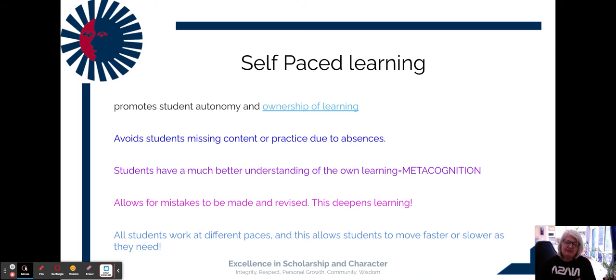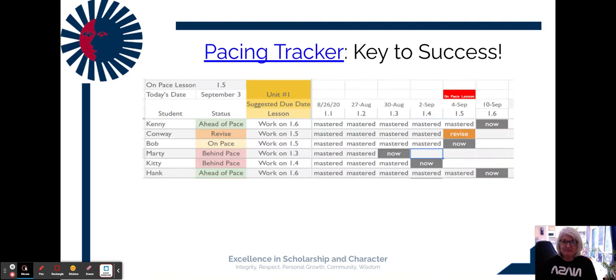And finally, I definitely think that students all learn at different paces. It has nothing to do with intelligence. It just has to do with what you have been exposed to before, how quick your processing speed is, and what's going on in your life outside of class. And so this allows students to move at their own pace. And I really like that.